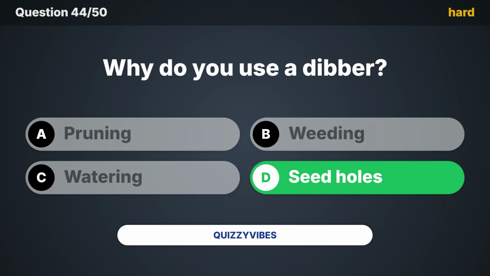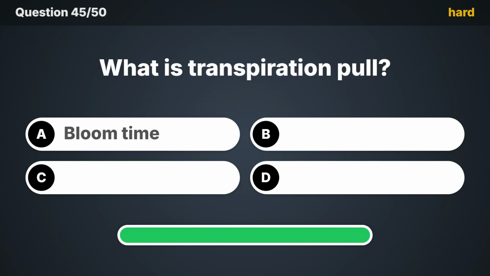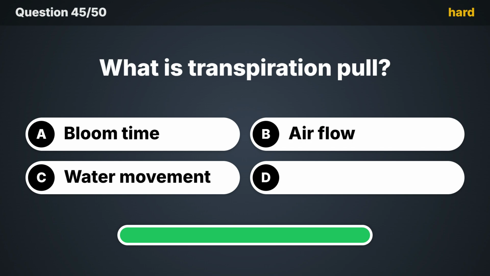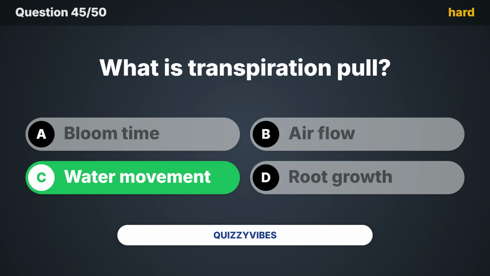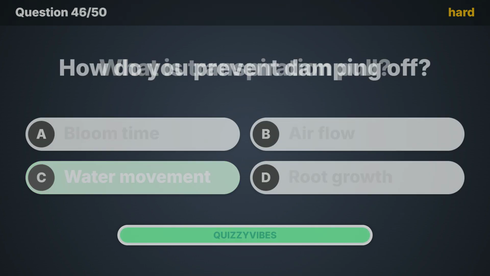Did you guess it? The answer is seed holes. What is transpiration pull? The answer is water movement. How do you prevent damping off?